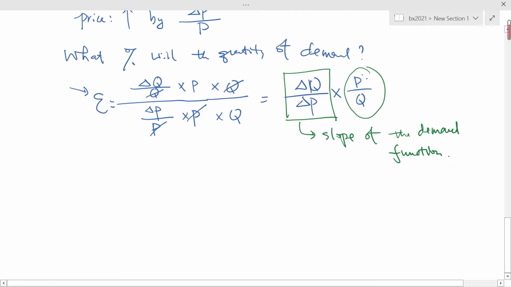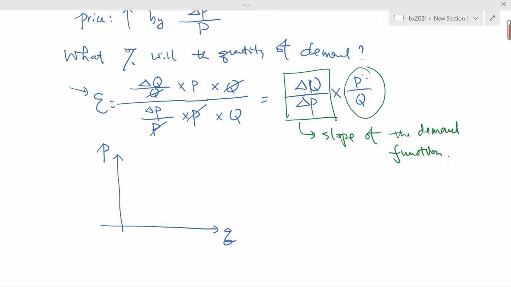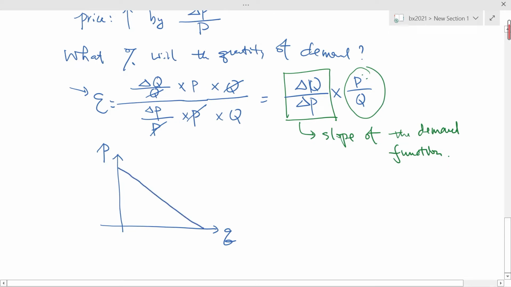Okay, let's look at the demand function, demand curve. So we know that the demand curve looks like this. So that's demand, or actually more accurately, I should say it is inverse demand, because we put the price on the vertical axis, quantity on the horizontal axis. So the slope of the demand curve will be just 1 over the slope of the inverse demand curve.